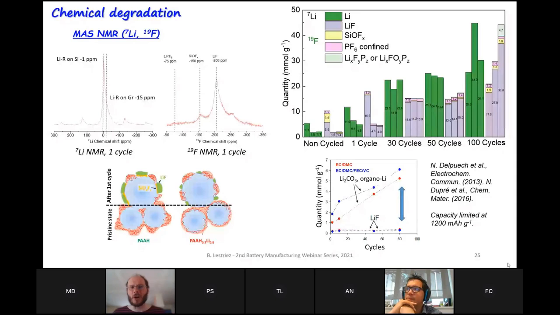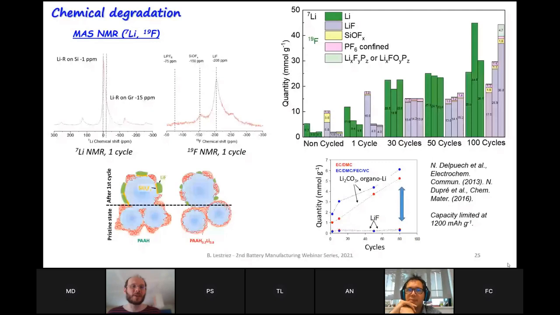So after one cycle, we can look at this first result. You see that the major degradation product is LiF, because the amount of fluorine attributed to LiF that is found is equal or superior to the amount of lithium that is found on the lithium NMR spectrum.